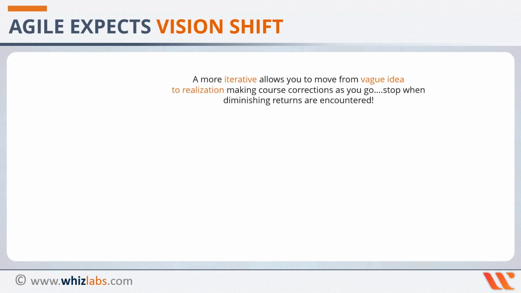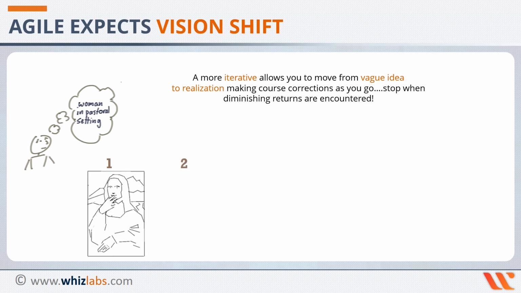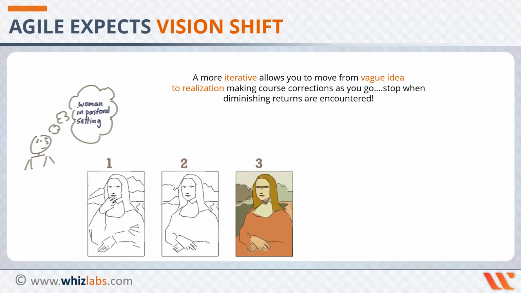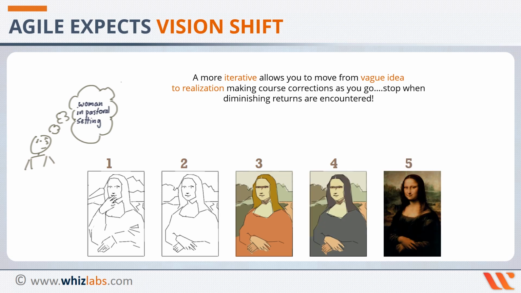Agile methodology, on the other hand, expects vision shift. An adaptive team will have difficulty describing exactly what will happen in the future. The further away a date is, the more vague an adaptive method will be about what will happen on that date. Like in this illustration, the guy builds a rough version, validates it, and then slowly builds up the quality, one step at a time.